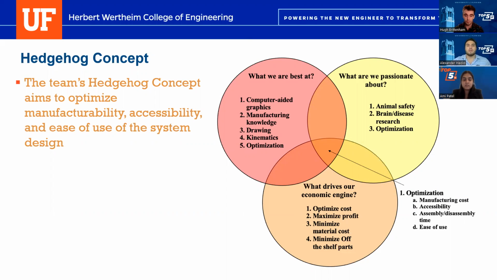When it comes to the economics, we sought to create a design that is cost efficient in minimizing off-the-shelf parts and material cost, while also maximizing the profits to be gained. This led to an overall theme of optimization during our design that refers to manufacturing cost, accessibility, the time to assemble and disassemble the product, and how easy it is to use the product.